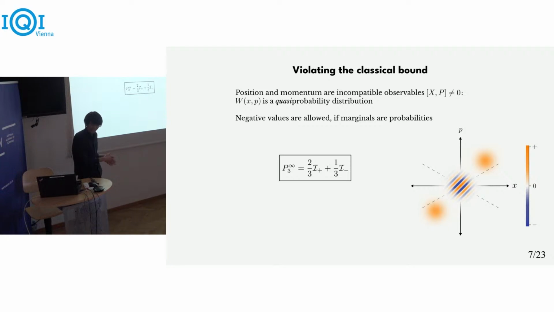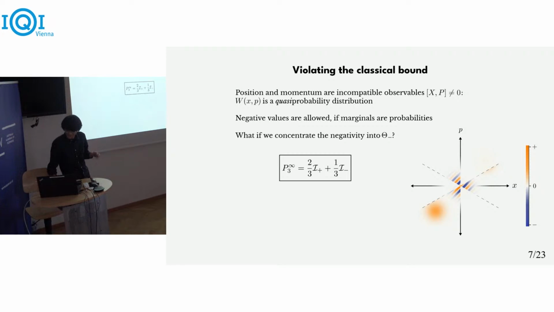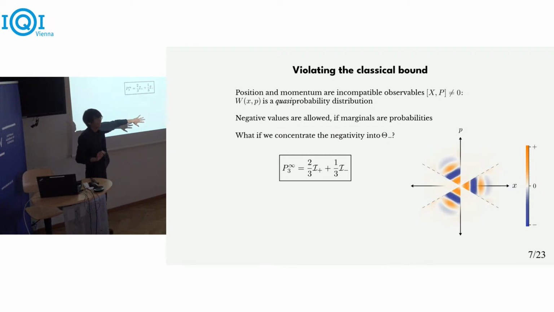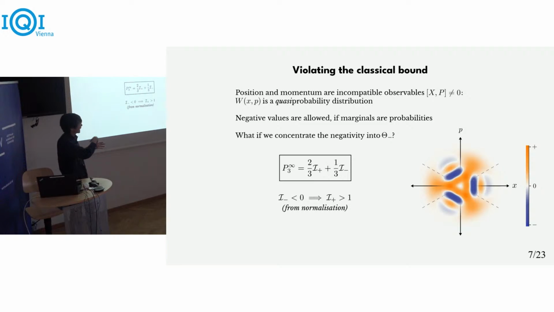We all know that negative Wigner function is kind of the most non-classical thing you can get, and this is the same here. We can allow negative values in the Wigner function as long as the marginals are still probabilities. So what if we take all the negativity and we concentrate it on the I- region, right? What happens is that because of normalization, where it has to add up all to 1, the positive regions will become even more positive, even larger than 1. And so the score here becomes even larger, and this adds up. This score can add up to something that's larger than 2/3, larger than the classical bound.